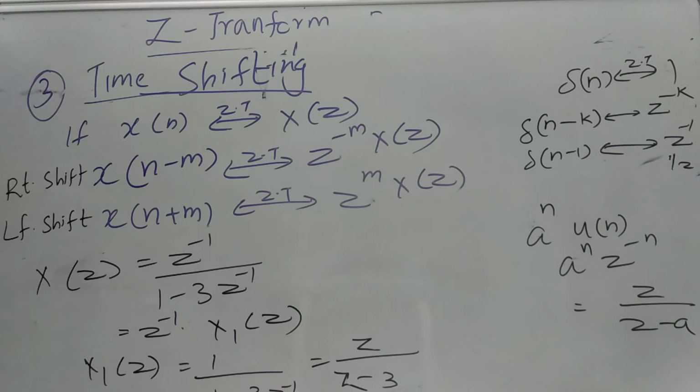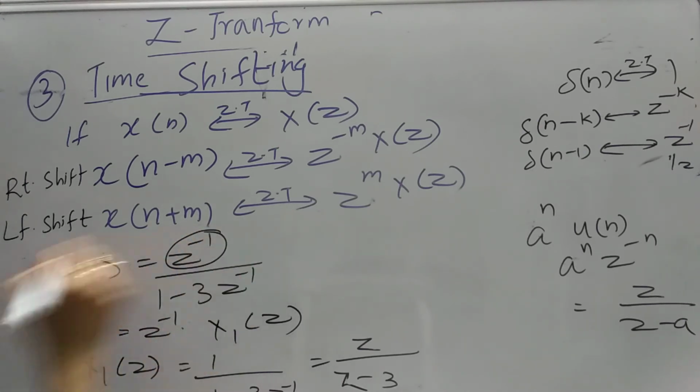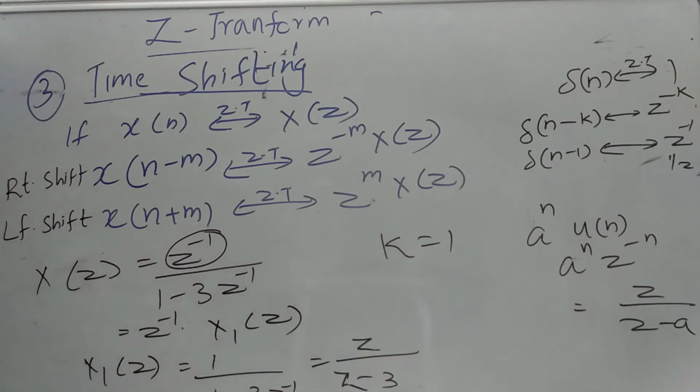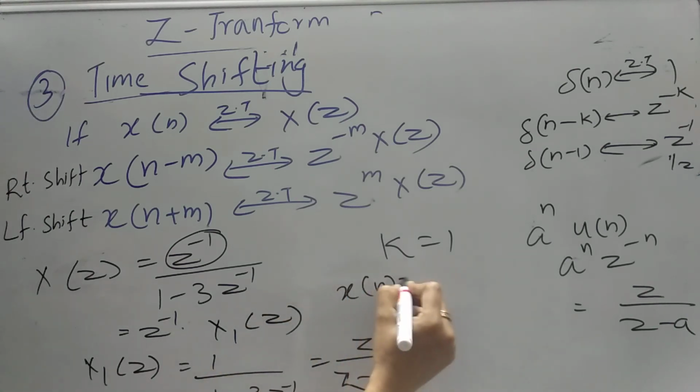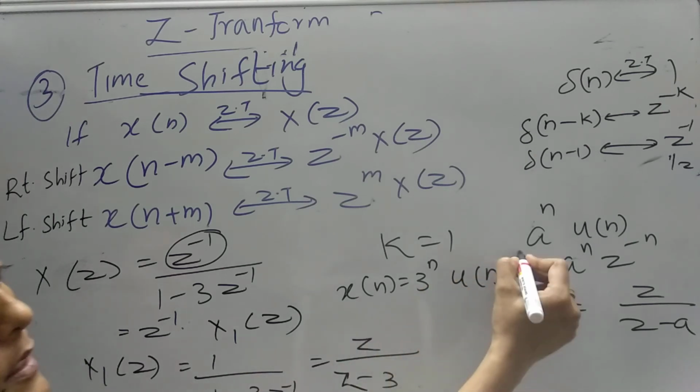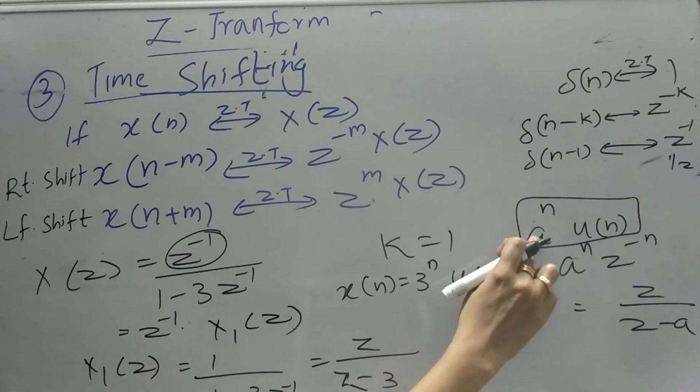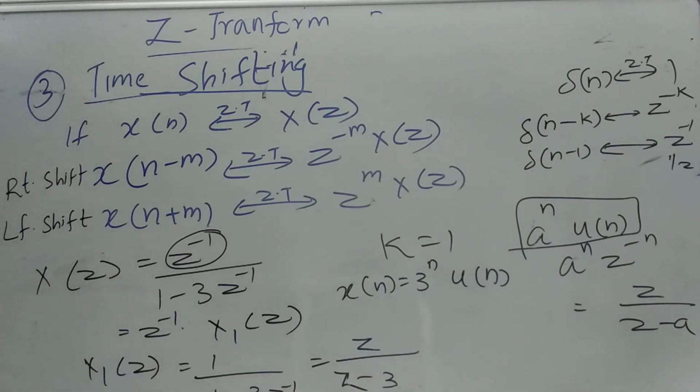So now we are going to use the shifting property. What is the shift that happened here? It is by 1. How do we know? Because it is z raised to minus 1. So here k is equal to 1. And what is x of n? It is 3 raised to n u of n, like a raised to n u of n, but instead of a you have 3. So our x of n has been shifted by 1, giving 3 raised to n minus 1 times u of n minus 1.